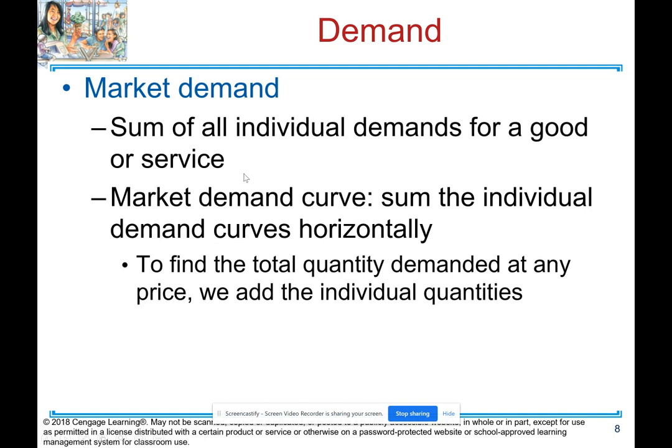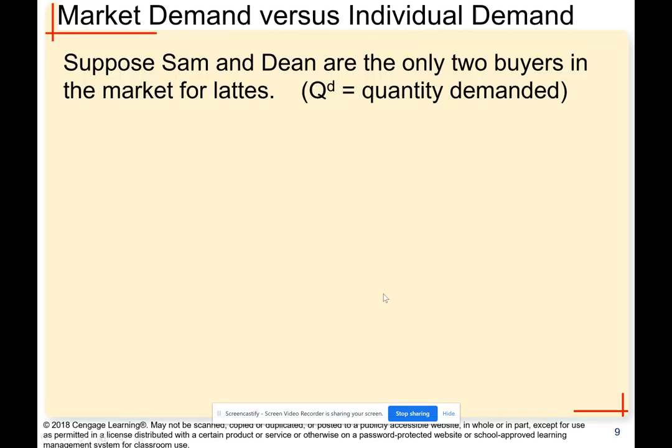From individual demand, we can derive market demand, the sum of all individual demand for a good or a service. The market demand curve is the sum of the individual demand curves horizontally. To find the total quantity demanded at any price, we add individual quantities. So the market demand is simply a horizontal summation of individual demand. So here, market demand versus individual demand.